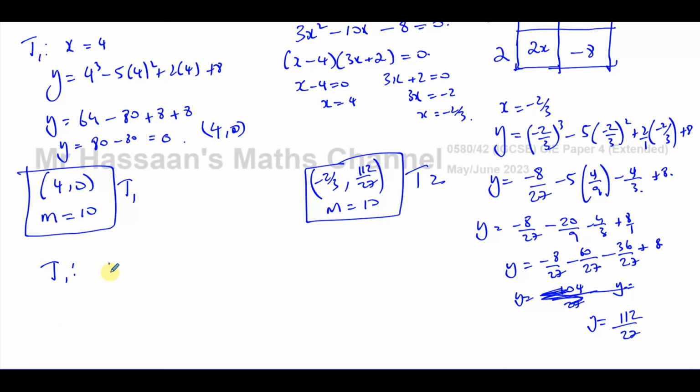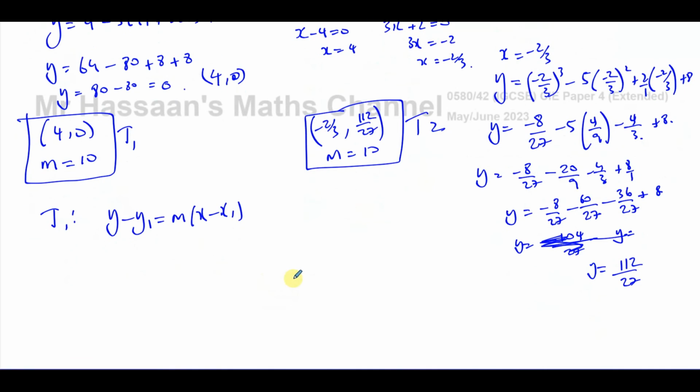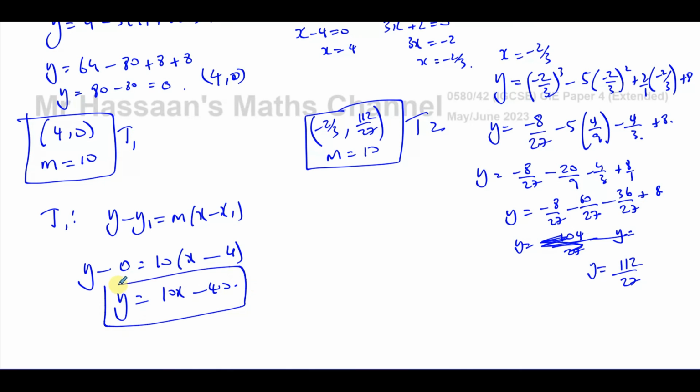So I'm going to use the formula y minus y1 equals m times x minus x1. And I think you'll understand why I like this formula better when we're dealing with this question, but both of them are fine actually. So y minus the y coordinate, which is 0, equals m, which is 10, times x minus the x coordinate, which is 4. So this will give you y equals 10x minus 40. So that is the equation of one tangent.